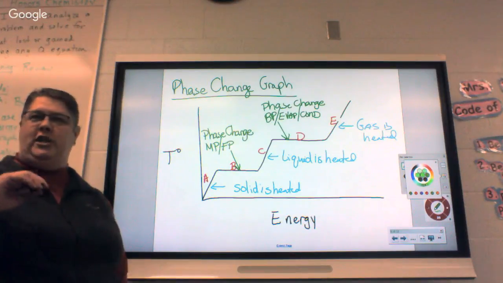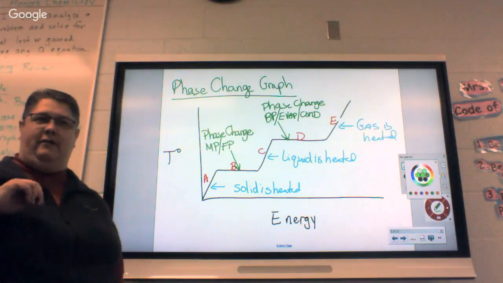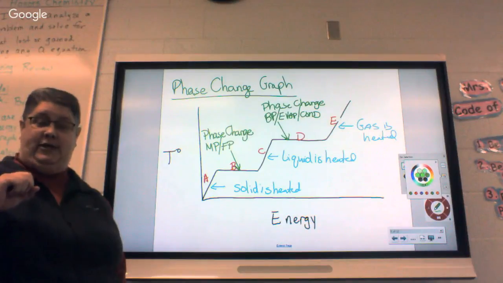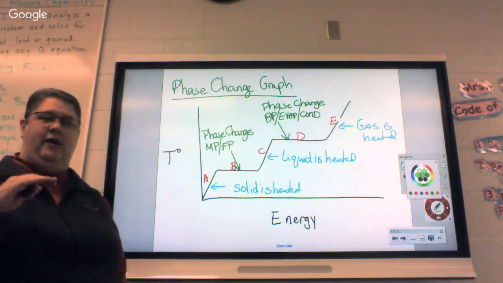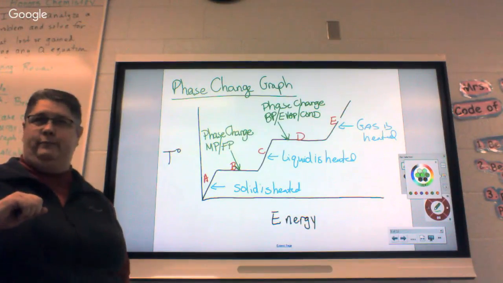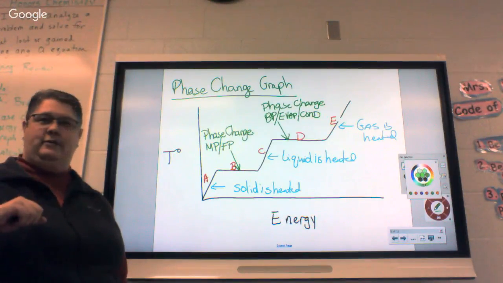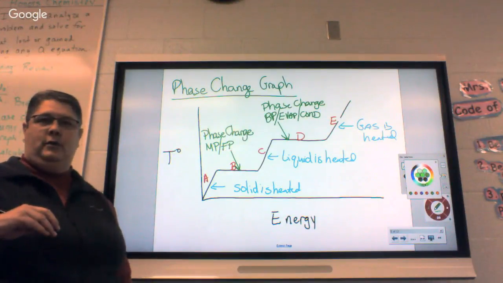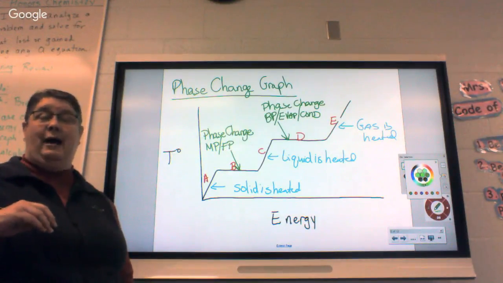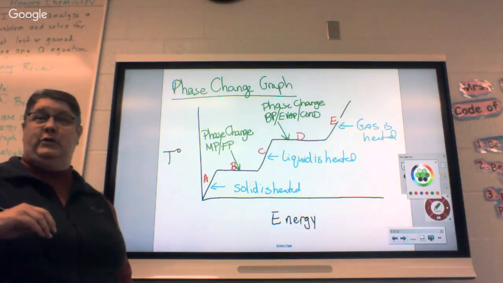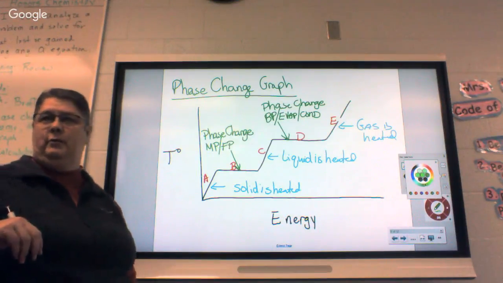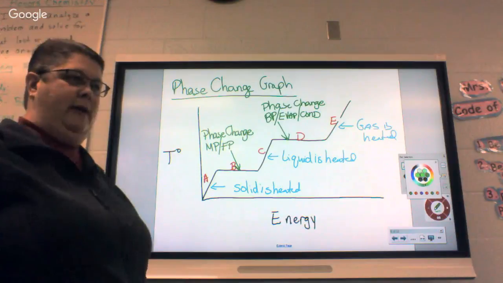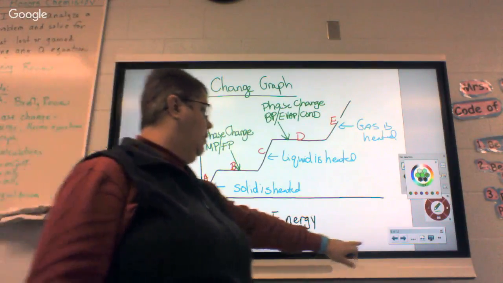Now, what 2 phase changes are never on a phase change graph? Sublimation and deposition are never on a phase change graph. You can't jump from a solid to a gas. You got to go through the liquid phase on this. They're going to be on a phase diagram, which is different than a phase change graph. Okay? Everybody got it? All right.